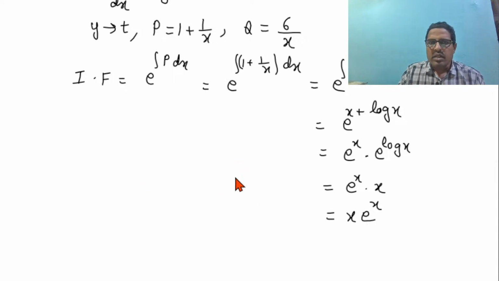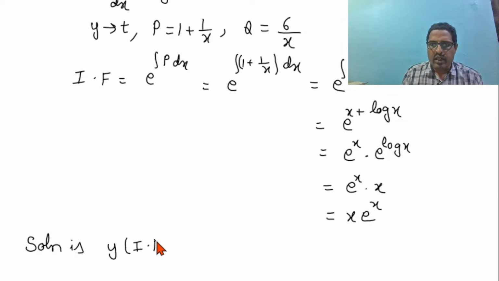So once you have got the integrating factor, then we need to write down the solution. The solution of the differential equation is y into the integrating factor is equal to the integral of q into the integrating factor times dx plus the constant of integration c.